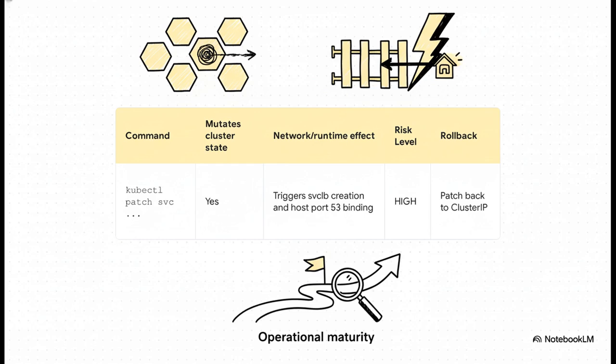Okay, now this slide is super important. You might look at that single command and think, what's the big deal? But we're classifying this as high risk. Why? Because you are directly changing the network perimeter of your cluster. This is a huge takeaway for operational maturity. The simpler the command, sometimes the more you need to respect its blast radius.